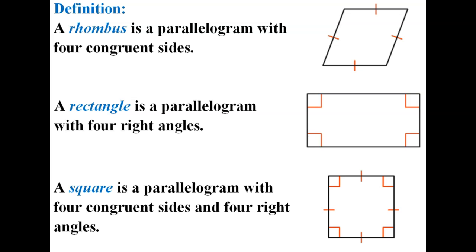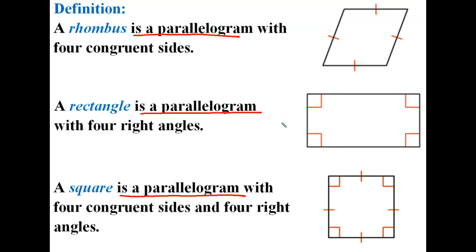First, a rhombus is a parallelogram with four congruent sides. Back in elementary school you might have called this a diamond. We'll call it a rhombus here. Notice with all my definitions, each one is a parallelogram. So all our properties of parallelograms still apply. We know parallelograms have two pairs of congruent sides. The rhombus has all four sides congruent.